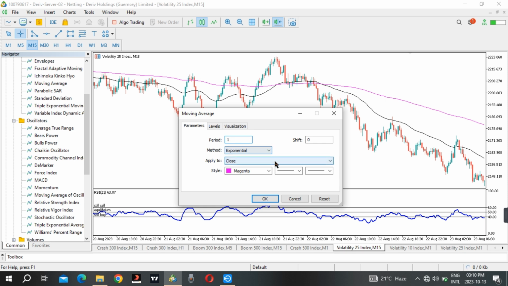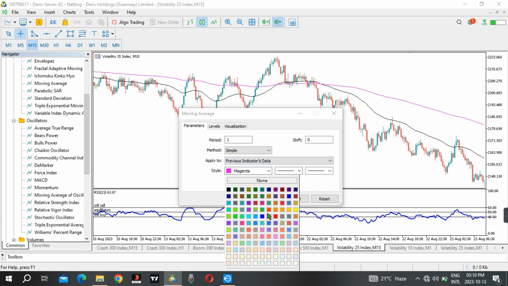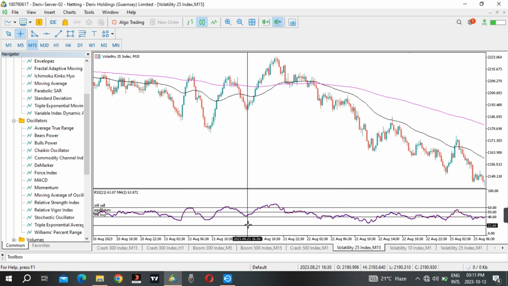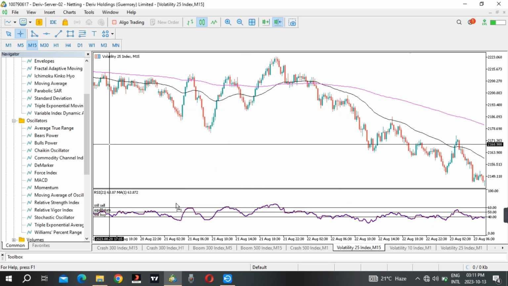Method exponential. Also for method, you are going to shift to simple. Then take note of the apply to: either you apply to previous indicator data or first indicator data. So let's just choose previous indicator data. Then I want to make it red. Then I click OK. Okay, let's add another moving average to that.